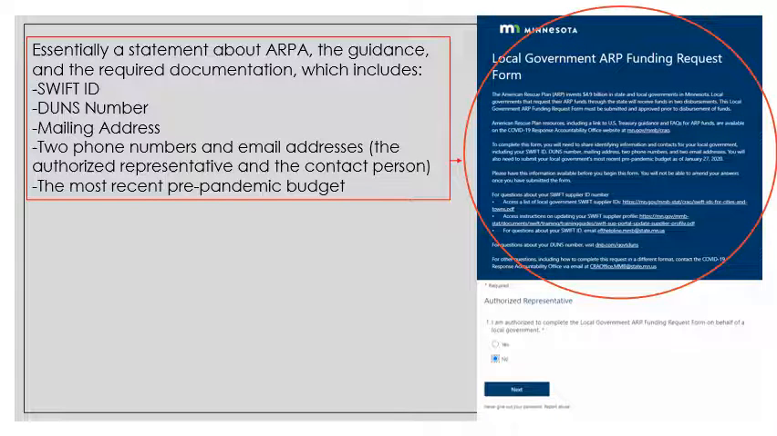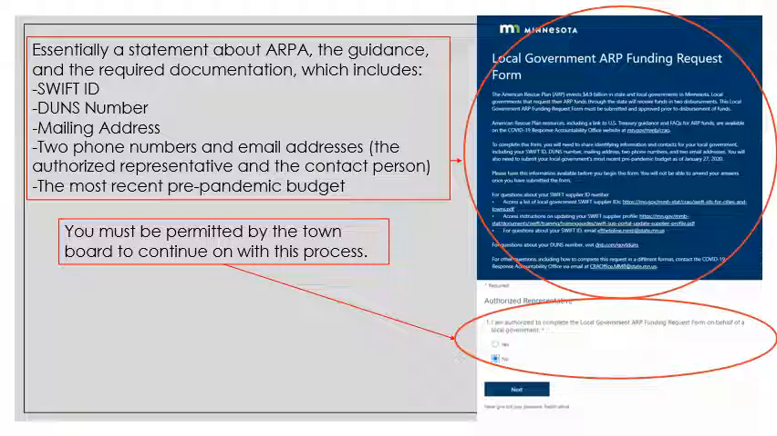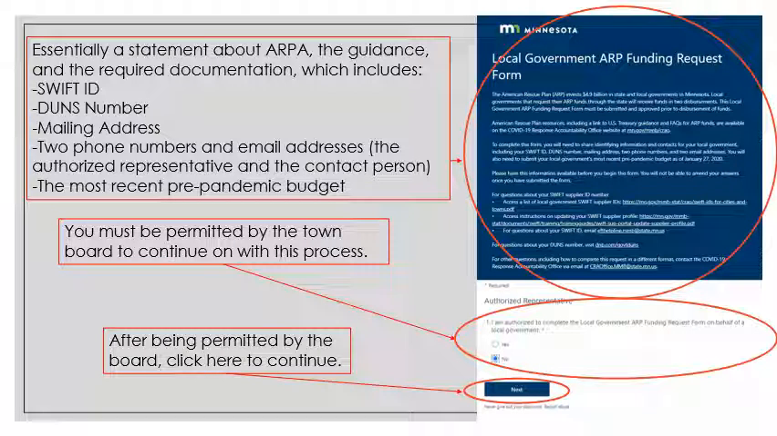Next, the town board will be provided with a statement regarding ARPA, the guidance regarding ARPA, and the required documentation which the town must provide. This will include the town's SWIFT ID number, the DUNS number, the town's mailing address, 2 phone numbers and email addresses, one for the authorized representative and one for the contact person, and the most recent pre-pandemic budget. You must also be permitted by the town board to continue with this process. You must be an authorized representative. And then after being authorized, the representative may continue on.